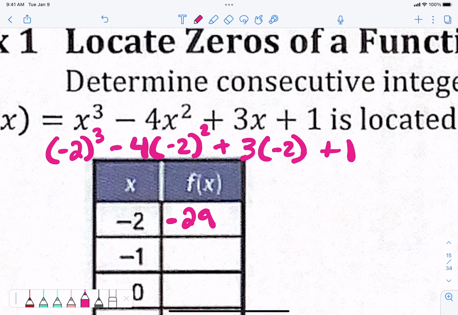Mine says error. I got negative. Okay. Yours says error. Do you want to look at it? Oh no. Mine worked. Okay. I know.